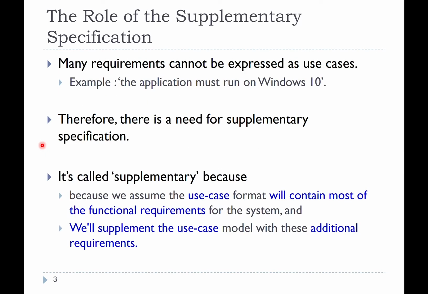Speaking of use cases, the thing is, not all of our requirements are functional requirements, as you know. If you have a requirement saying that we have to use Windows 10, we cannot really put that in a use case. This is why we need supplementary specification. It's supplementary because it supplements the functional requirements that are already stated in use cases, and there isn't really a lot of room in use cases, so we have to add this separately, be it non-functional requirements or certain design constraints.